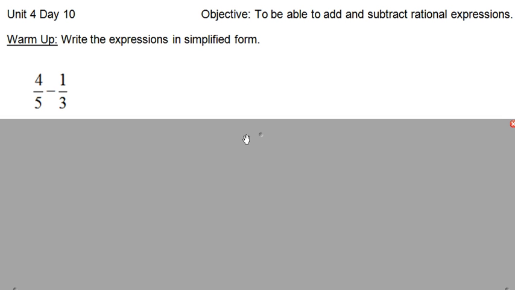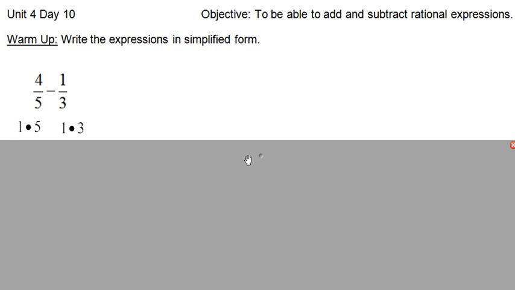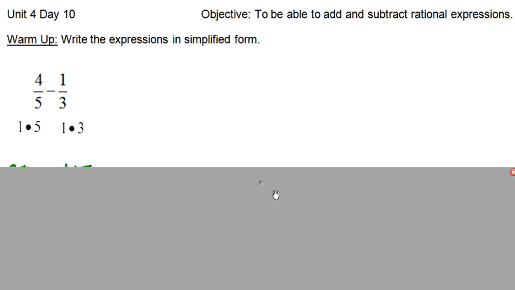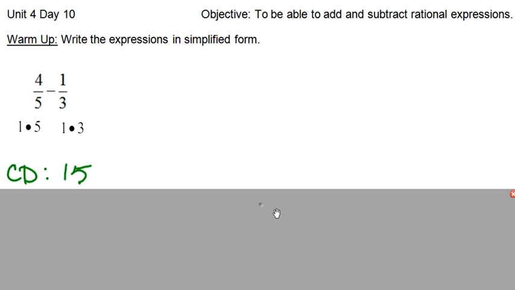Well, we know 5 comes from 1 times 5, and 3 comes from 1 times 3. So they both have the 1 in common, and they both need a 5 and a 3 to be in common. Well, 5 times 3, that would be 15. So my common denominator would be 15.